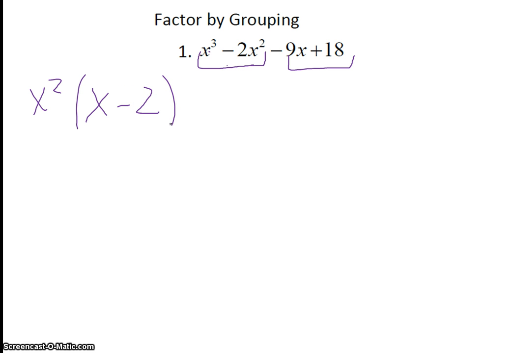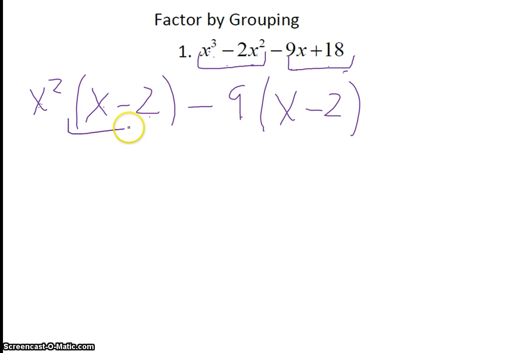And I double check. If I distribute this back in, x squared times x gives me x squared, and x squared times negative 2 is negative 2x squared. So then I'm going to look at my second two terms here, and I'm going to pull out the GCF. I'm going to pull out a negative 9. Now when I pull out a negative 9, I'm left with x, and negative 9 times negative 2 gives me the positive 18.